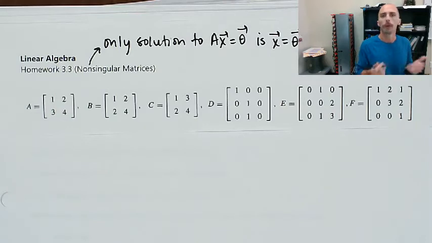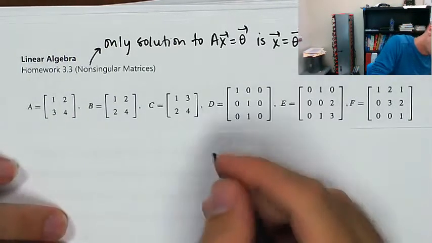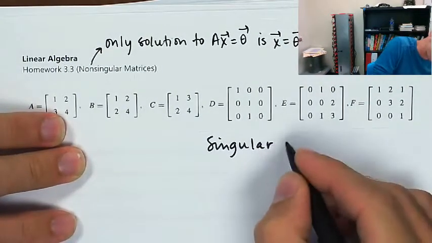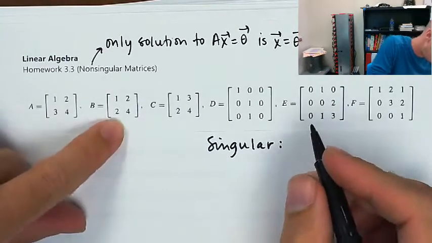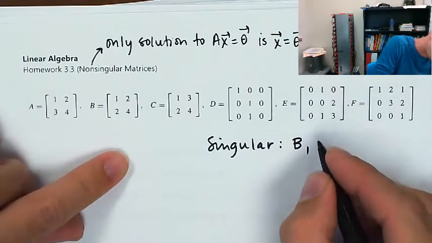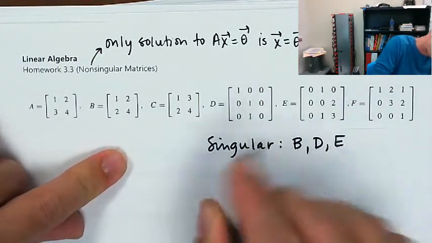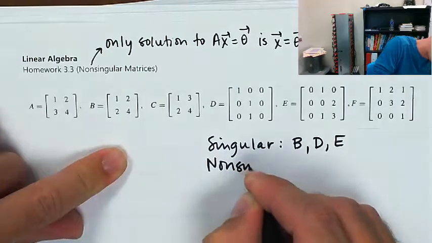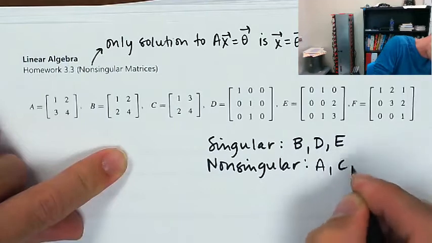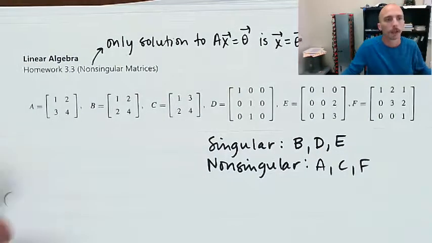So, all right, what I'm going to do right now, if I'm going to use these properties and work number 4, is determine A through F, put them all together, singular, non-singular. Singular was B, D, and E. And then non-singular would be the other 3. That would be A, C, and F.